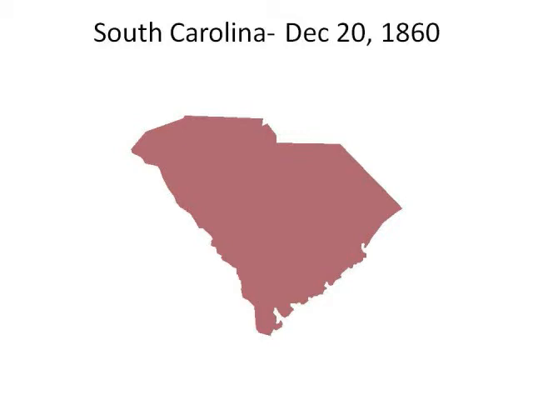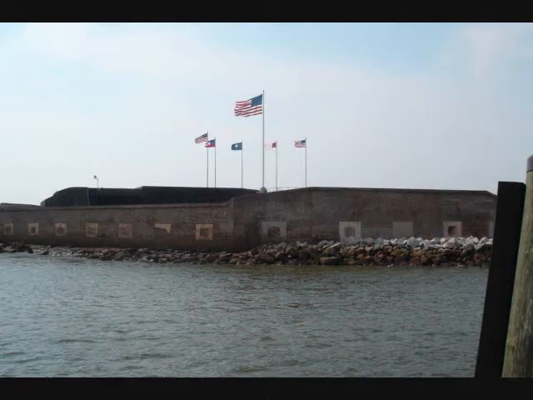On December 20th, 1860, the South Carolina Convention ratified an Article of Secession and effectively left the Union. Over the course of the next 2 months, South Carolina was followed by 6 more states in secession: Mississippi, Florida, Alabama, Georgia, Louisiana, and Texas.